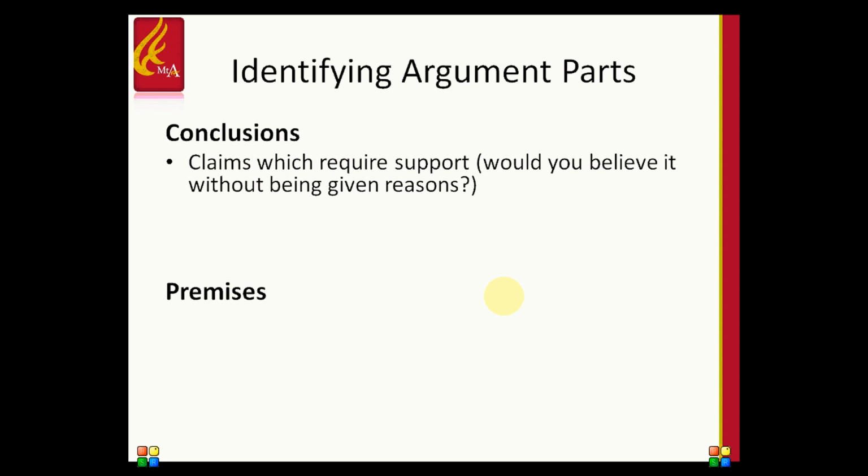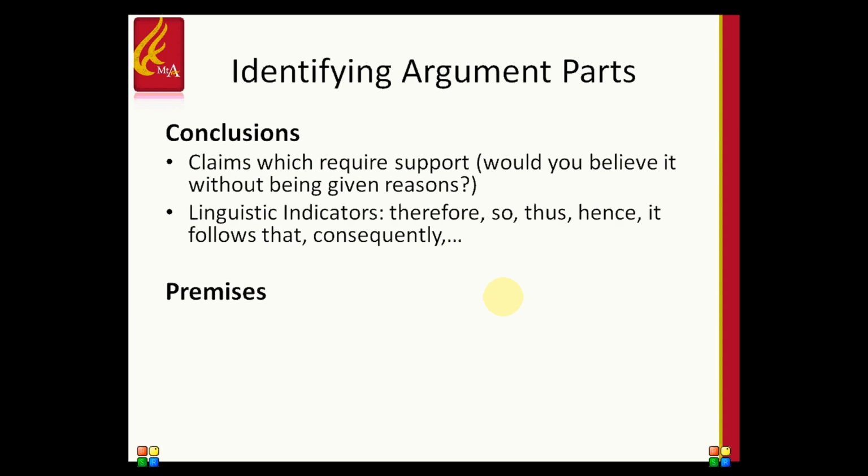And there are a lot of linguistic indicators that we often use in writing to note conclusions. So you can see therefore, or so, or thus, hence, it follows that, consequently. And these are really just a sample of the possible linguistic indicators that you might see. Now, it's worth noting that you're not always going to see these linguistic indicators, but when you do see them, they indicate conclusions.